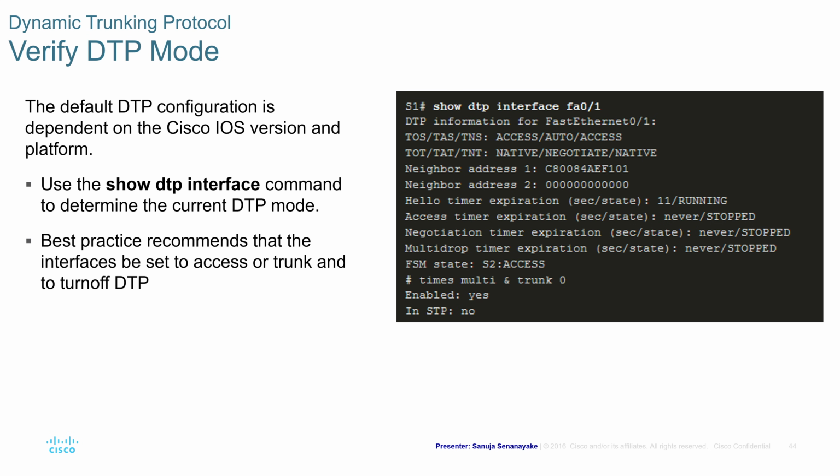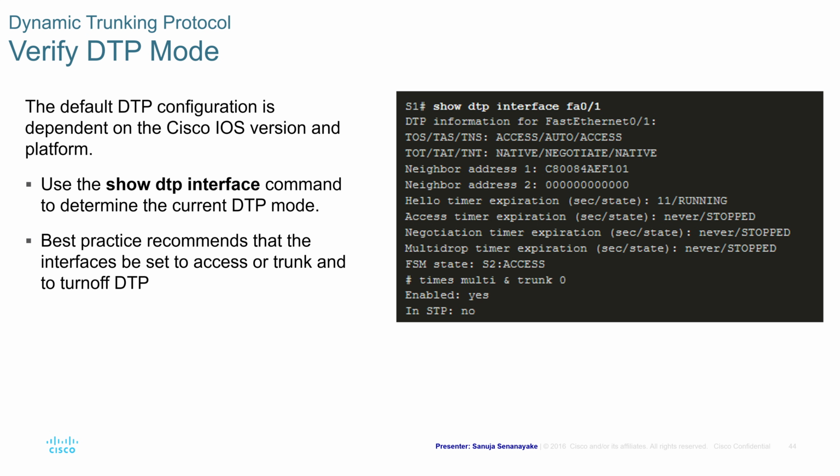Older versions of Cisco devices may have a different Cisco iOS and may behave differently. So use the show DTP interface command to determine the current DTP mode. The best practice recommends that the interfaces be set to access or trunk and to turn off DTP. So it is highly recommended that the interfaces be set to access or trunk mode and you turn off the DTP. There are a couple of reasons for this.